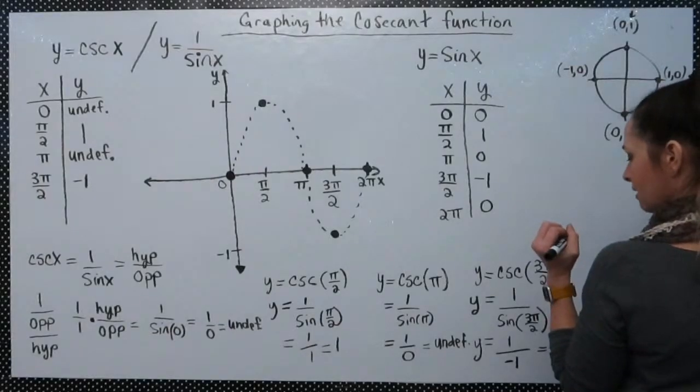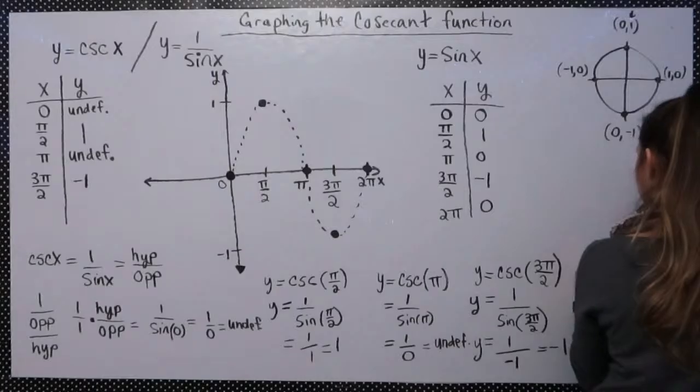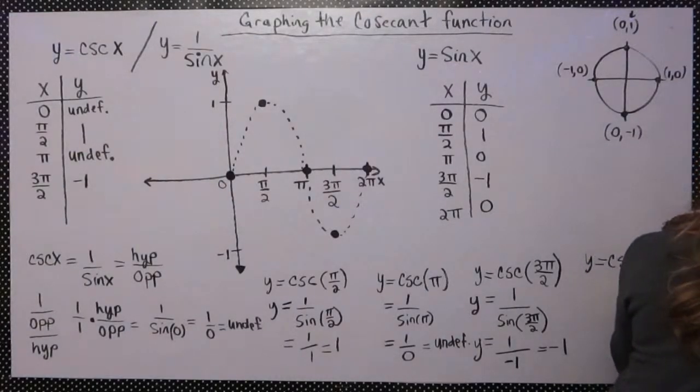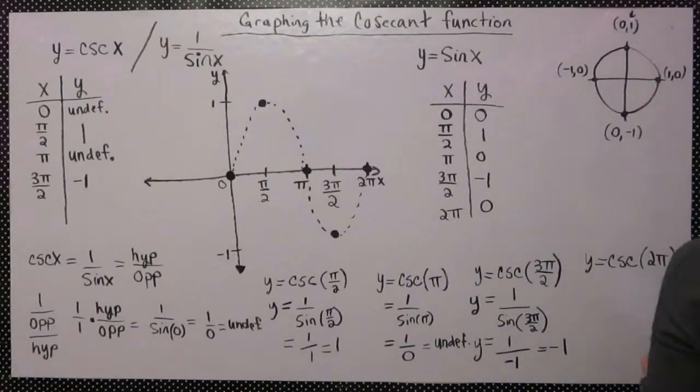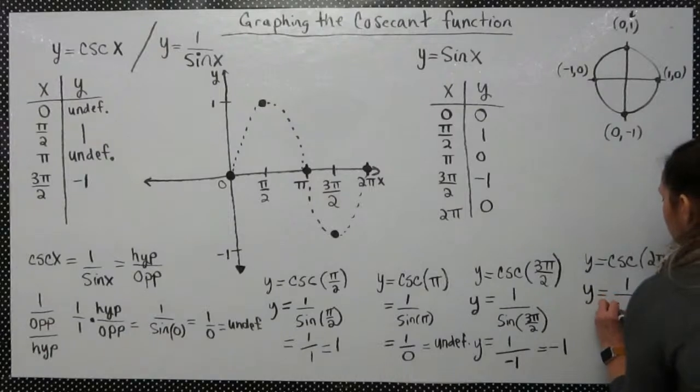So we have, let's see here, 2 pi, y equals cosecant of 2 pi. So this is y equals 1 over sine of 2 pi.